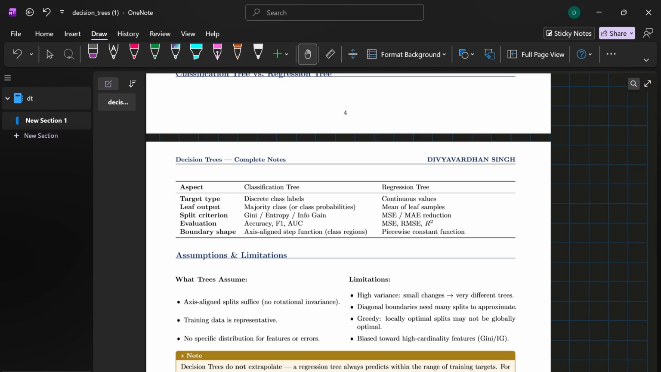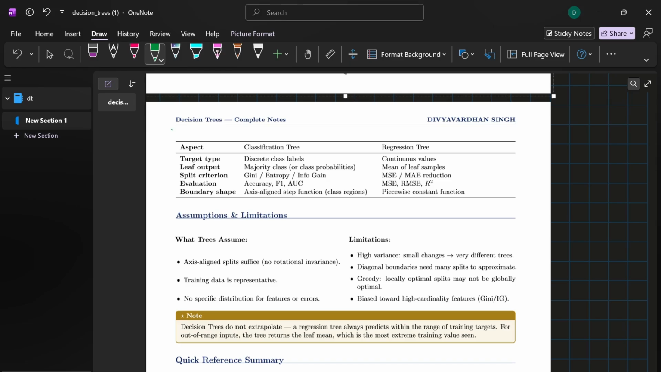Now let me go towards the assumptions and the limitations. So what are the tree assumptions? Axis-aligned splits are sufficient. Secondly, training data is representative, and third, no specific distribution is required. Remember we have already read that it's non-parametric. Some of the limitations are that it has high variance, diagonal boundaries are hard, and it's greedy as it goes down to the depth it can go. Third one is the cardinality bias.